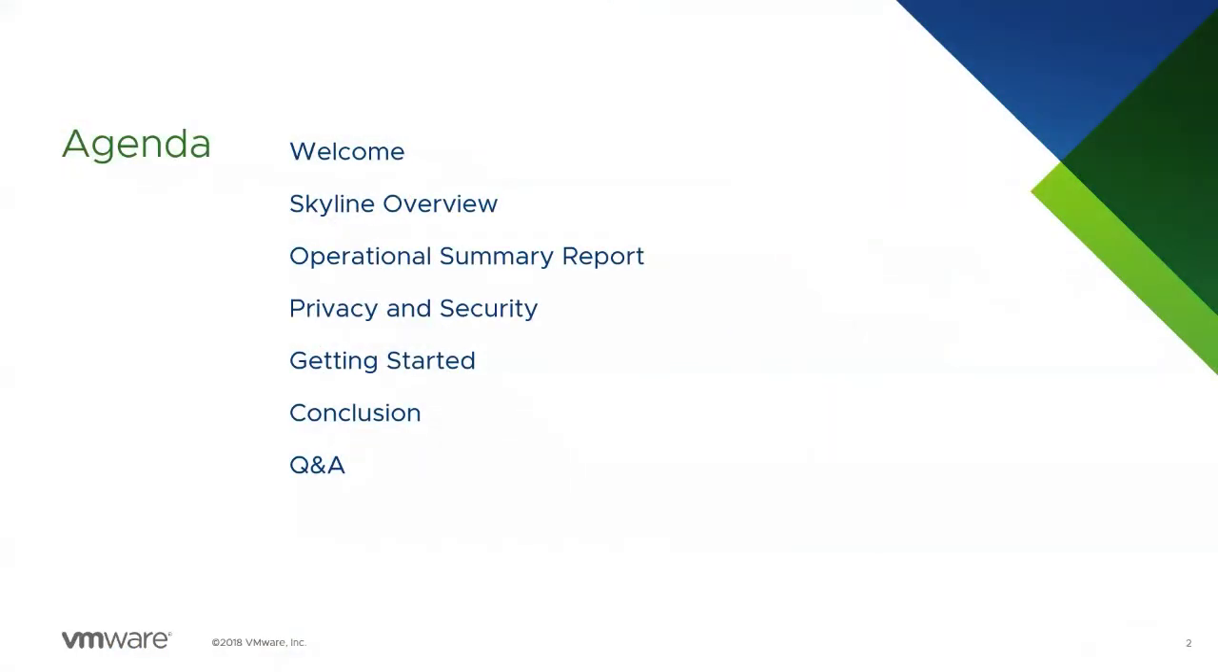So here's what we'll be talking to you about today. We're going to give you an overview of VMware Skyline. We're going to talk to you about the Skyline Operational Summary Report, which is a key deliverable of the Skyline service. Talk a little bit about privacy and security. Talk about how you get started with Skyline. We'll do some summary conclusion information, and then we'll have our Q&A session. So let's get started.